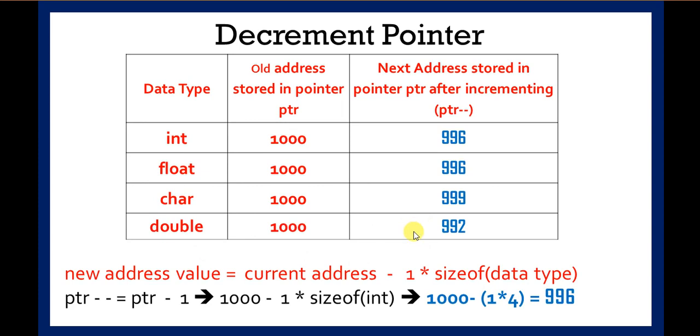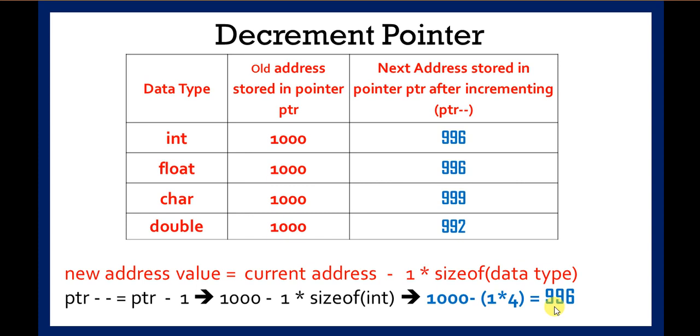Similarly, for a float pointer, it will also move backward 4 bytes from the current location. If the pointer is of type char, it will move backward by 1 byte. If the pointer is of type double, it will move backward by 8 bytes. So we can set up the formula: new address value equals current address minus 1 into size of type of the pointer. So PTR minus minus, post decrement, PTR minus 1: 1000 minus 1 of size of int. So 1000 minus 1 into 4, it will contain 996.